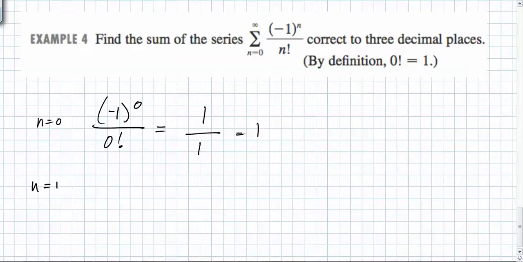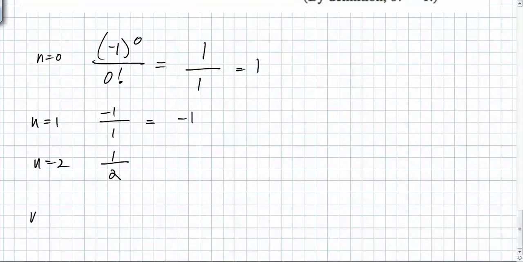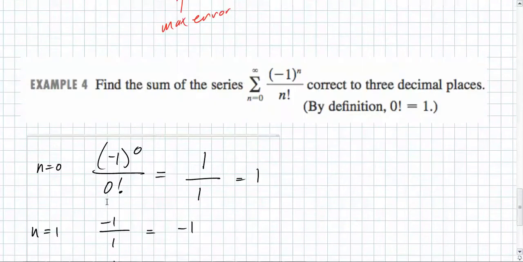What do you have when n equals 1? -1 over 1. Then n equals 2, you end up with 1 over 2. And it keeps going. N equals 3 is going to be -1 over 6. And you see the pattern here. It's going to be plus or minus 1 on top, and it keeps getting bigger in the bottom. The question asks us to find the sum correct to 3 decimal places. We need at least the first 3 decimals fixed. And we know the error has to be less than whatever the next term is.